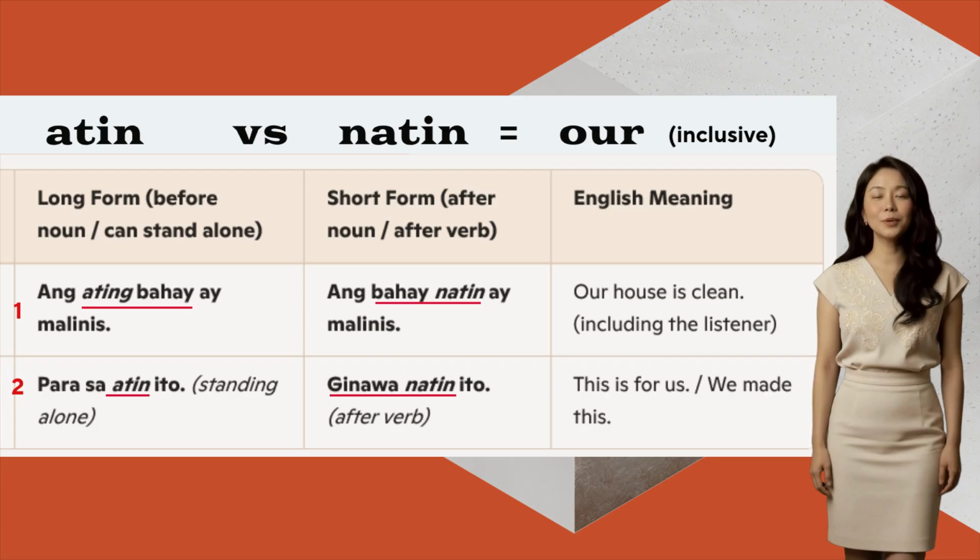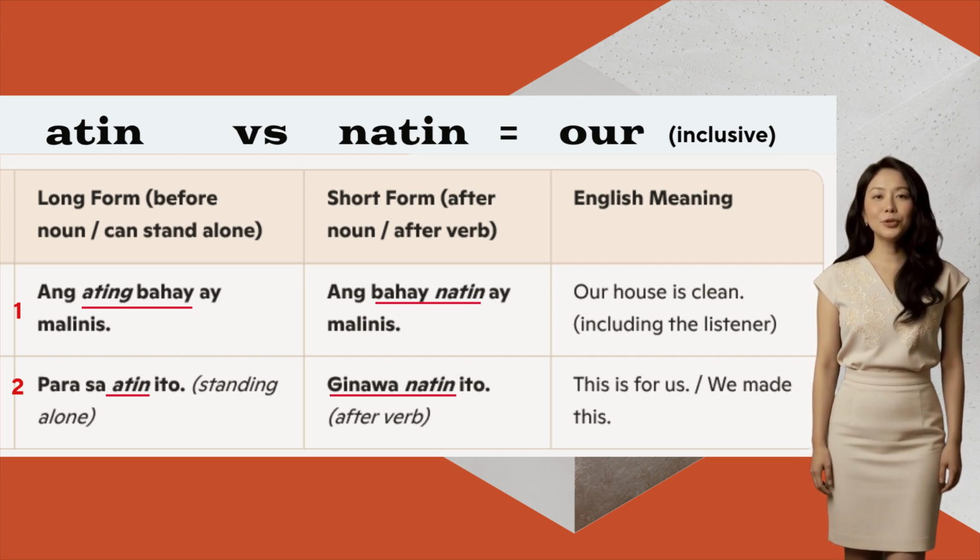Number 1 example, ang ating bahay ay malinis. Ang bahay natin ay malinis. Our house is clean. The long form comes before the noun and the short form comes after the noun.